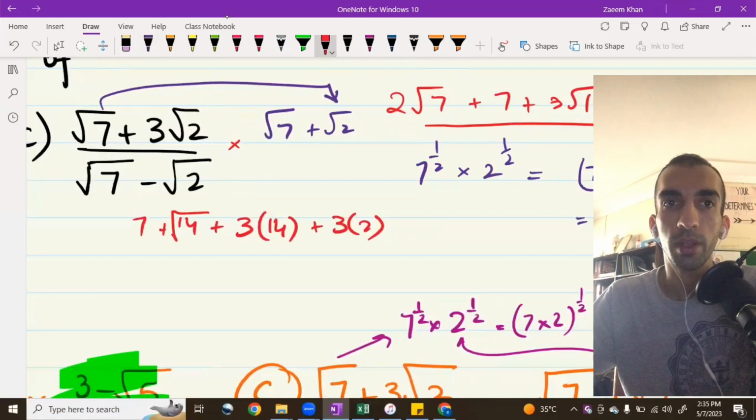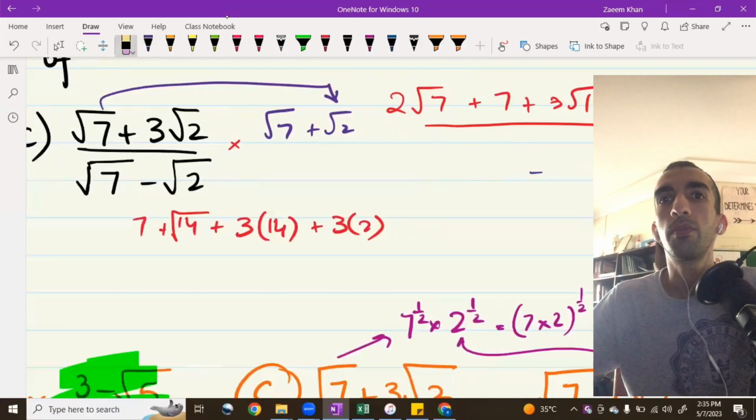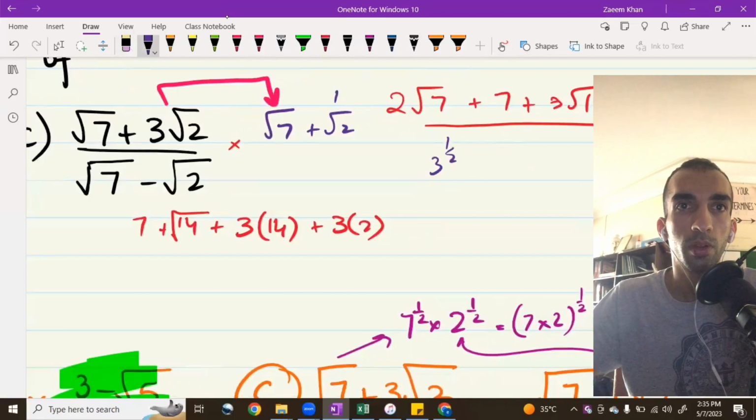This is square root of 14. And if we apply that same process over here, now we're going to multiply these two together. So what I'll do is write them in the form of indices so that we do not make any mistake. 3 multiplied by 2 raised to the power 1 by 2 multiplied by 7 raised to the power 1 by 2.